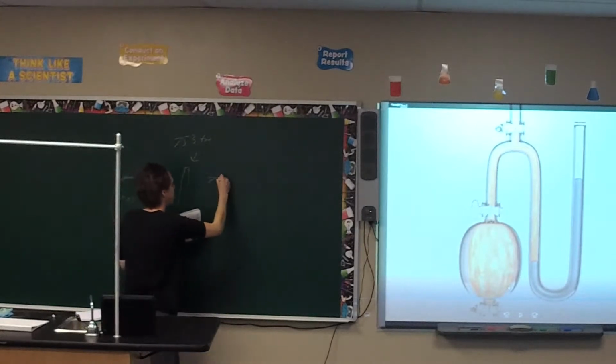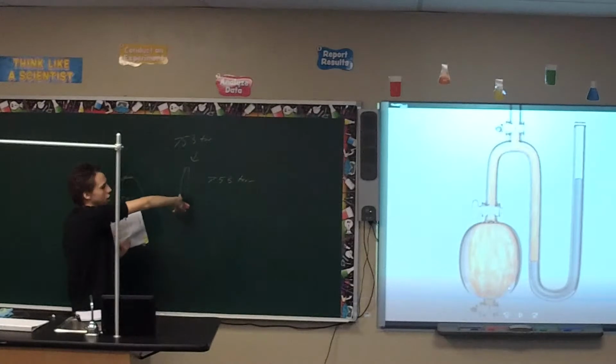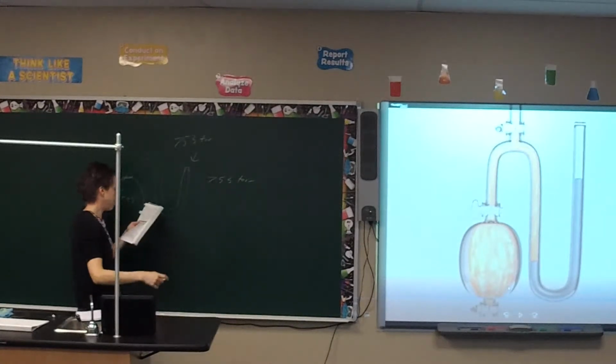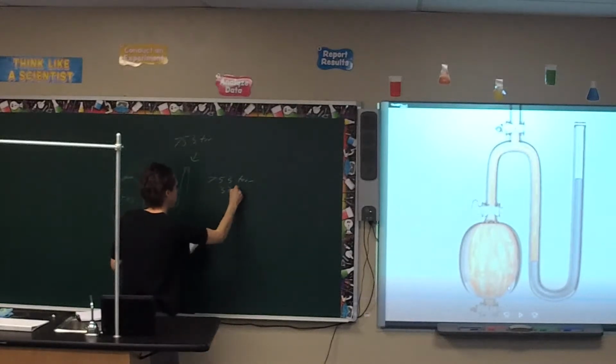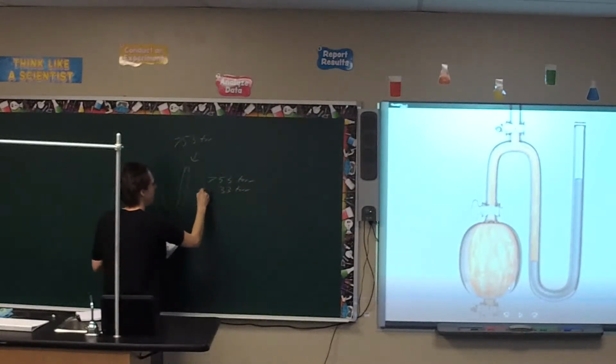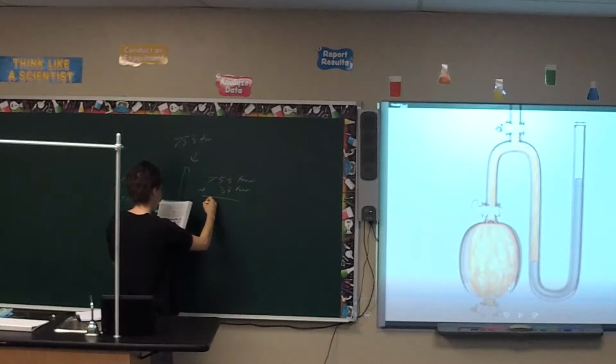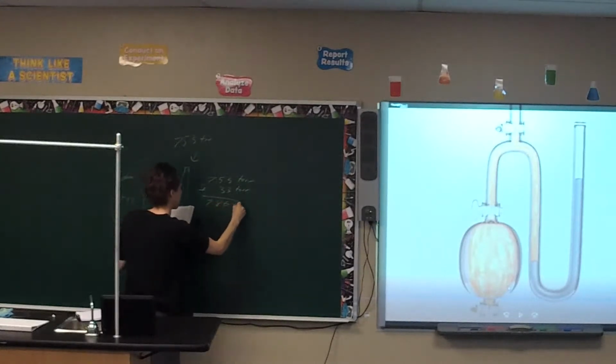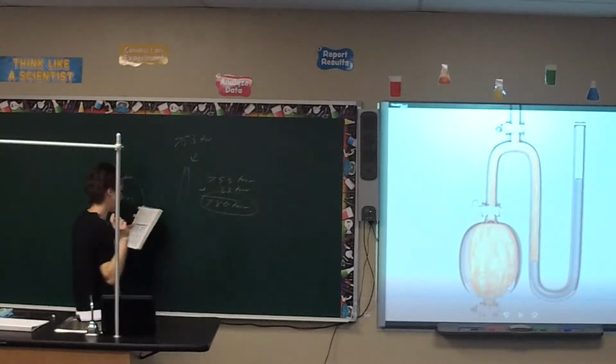So if the atmosphere is 753 torr, and the gas is stronger, should I add or subtract how much it moved by? You should add them together. So if it was 33 millimeters of mercury, converting to torr, add them together. Now this one is 786 torr, so that's the answer for this first practice problem.